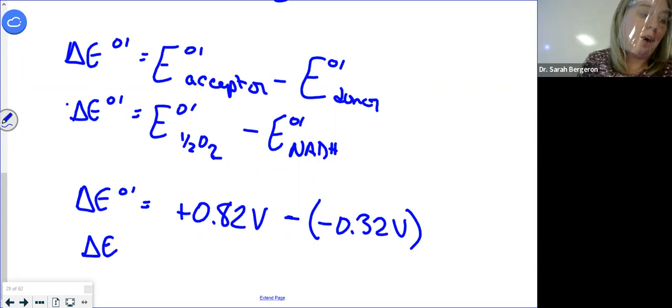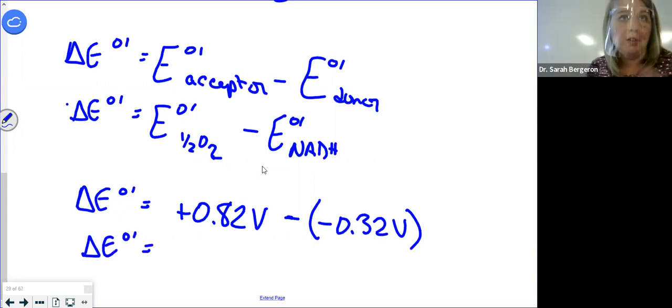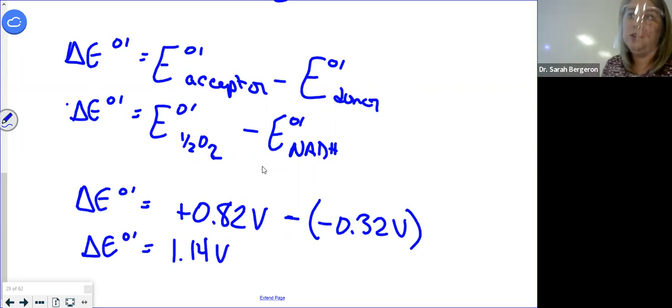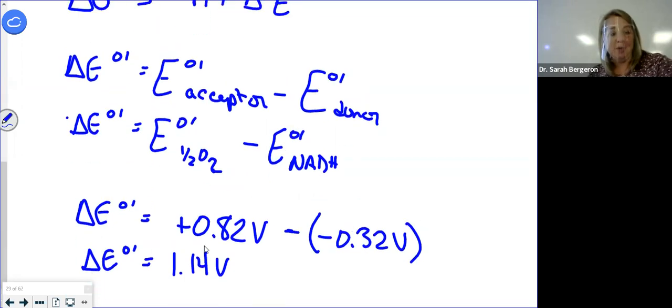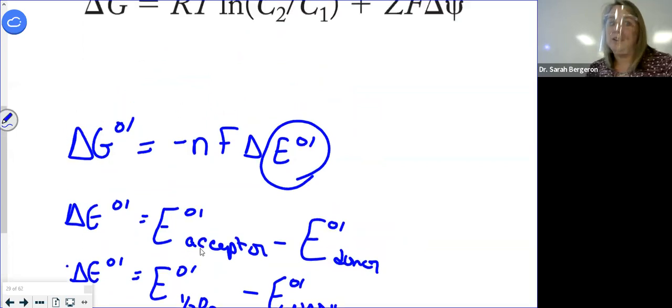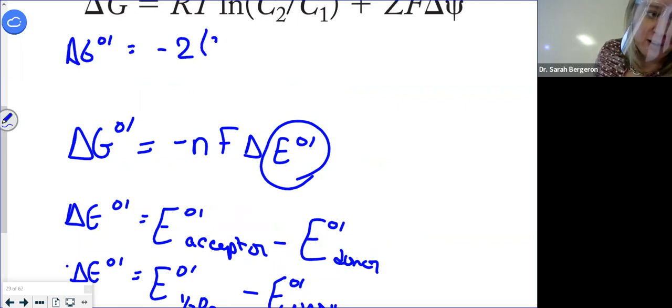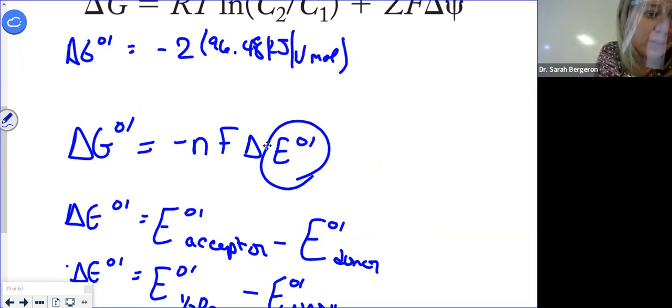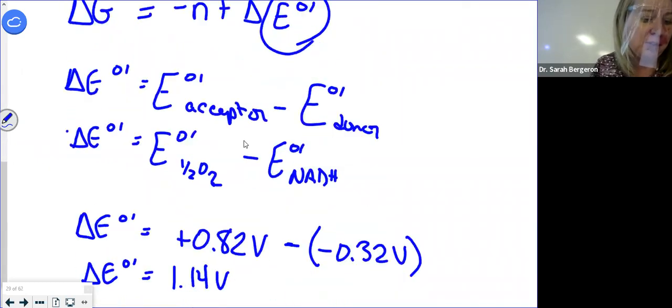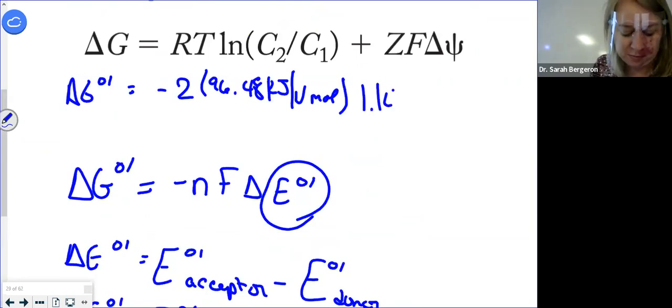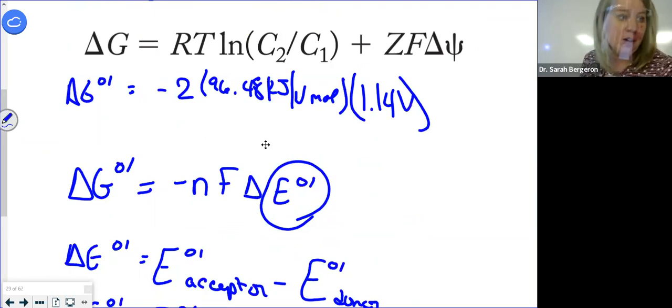Okay, so what's our standard reduction potential between these two molecules? What do we get? 1.14 volts. All right, now we can take this 1.14 volts and plug it in right here. So I can say delta G naught prime is equal to, okay, what is n? It's the number of electrons. So how many electrons did we move? 2. F is Faraday's constant, 96.48 kilojoules per volt mole. And then delta E naught prime is, what did we say? 1.14 volts. So what do we get?